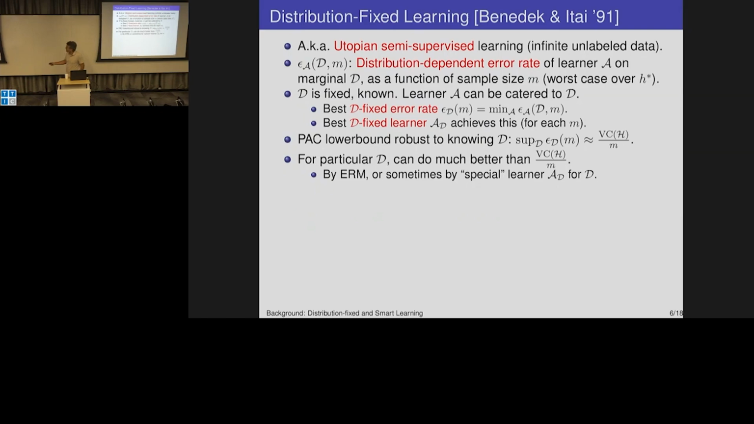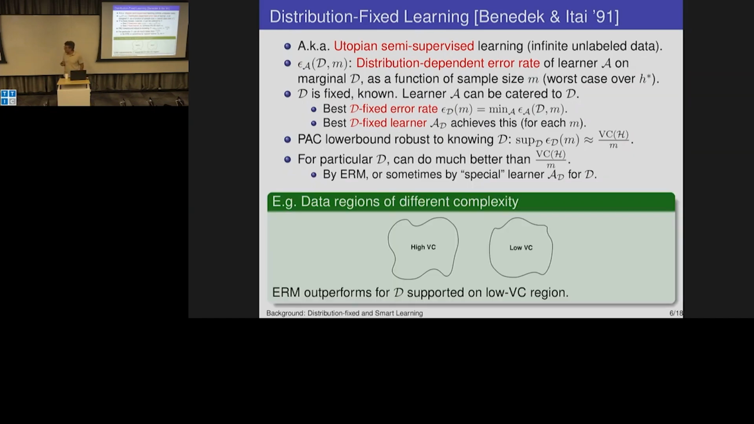But for specific distributions or certain nice classes of distributions, it can help you quite a bit. You can actually do much better than VC dimension over number of samples for particular distributions, or perhaps many distributions in a large family. Right? And this can be because a standard learner like empirical risk minimization happens to do better naturally on these easy distributions. Or in more interesting cases, you could actually design a specialized learner. You might have to design a specialized learner for the distribution, and that would allow you to beat the VC dimension bound. Okay.